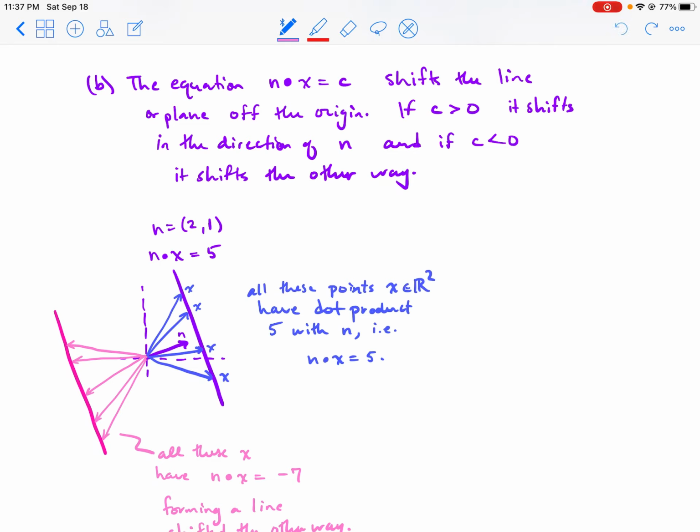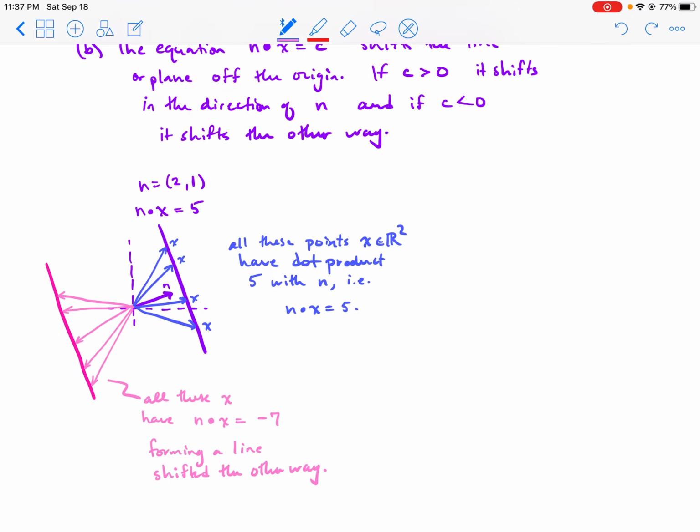n dot x equals 5, and that's this purple line here. All the vectors x on that purple line have dot product 5 with n. So n dot x is 5. That's what I've said in this picture. Of course, I didn't label the picture precisely, but that's okay.